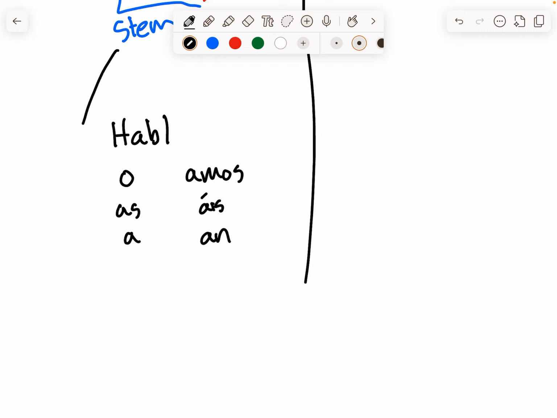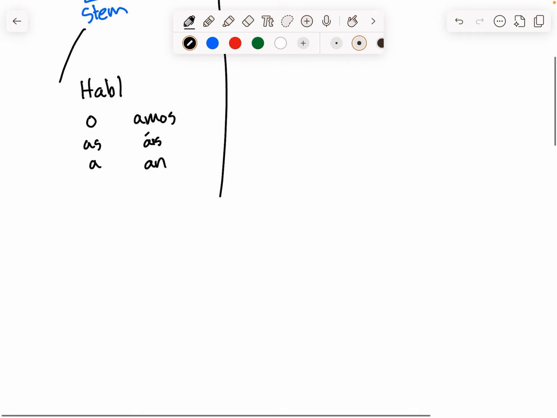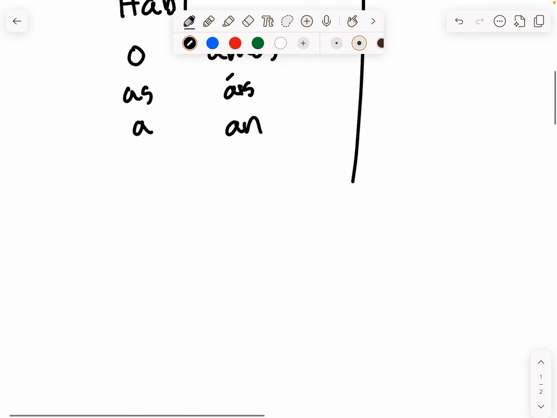What these endings do is they show you who is talking. So when you say hablo, that means I speak. Hablas, you speak. Habla, he, she, or it speaks. Okay, I will now write out what each ending means.